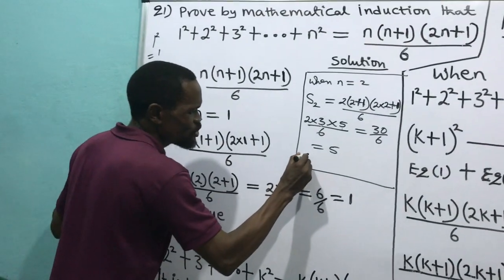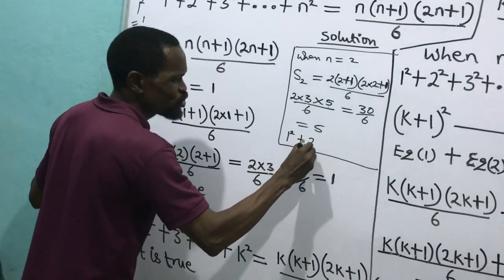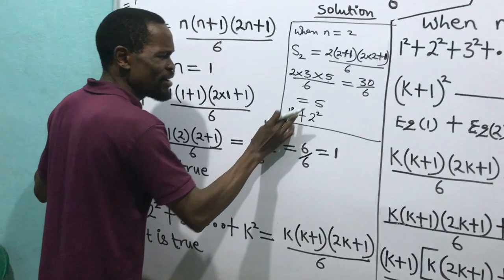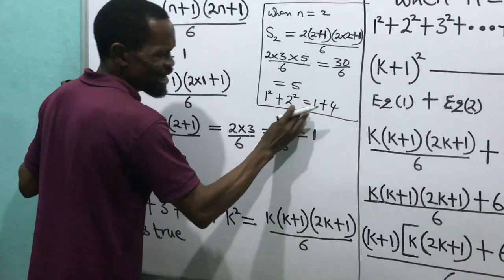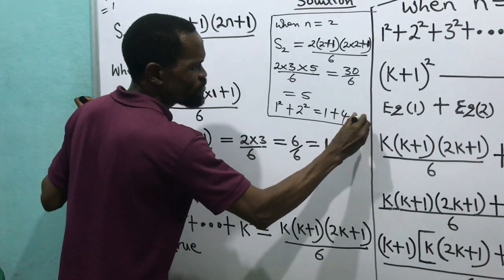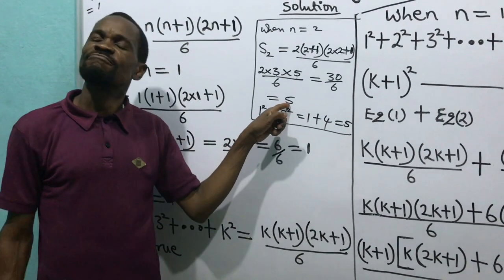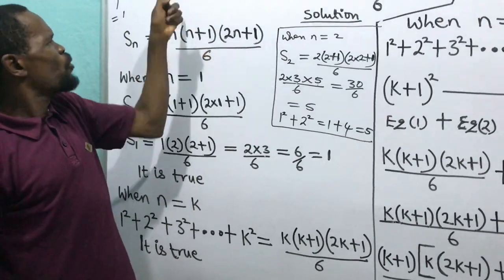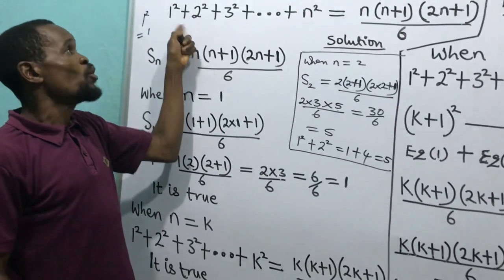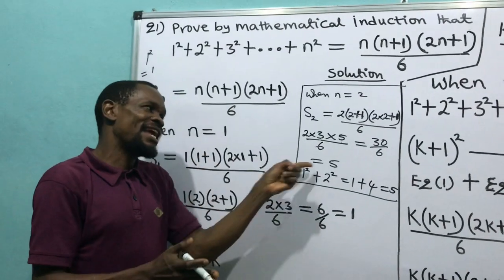What they gave me here: 2 raised to power 2 plus what? 2 raised to power what? 2. 1 raised to power 2 is 1, and 2 raised to power 2 is 4. Look at it, 1 plus 4 will give me 5. Have you seen it now? When n is equal to 2, this sum gives me the summation of the 2 terms, which is 5.